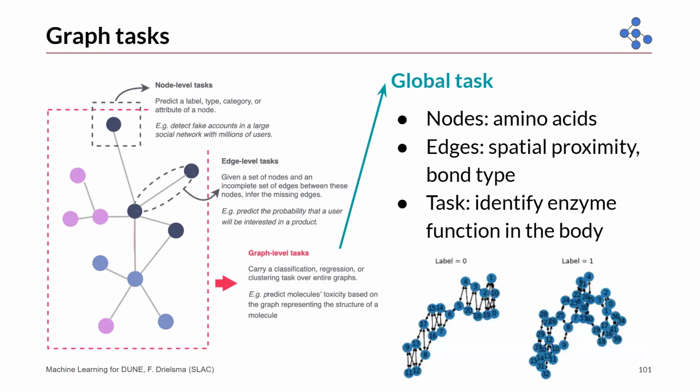And then for an entire global task, for an entire graph, one typical example is enzymes. Enzymes is a data set where enzymes, which are proteins, are represented as a graph.